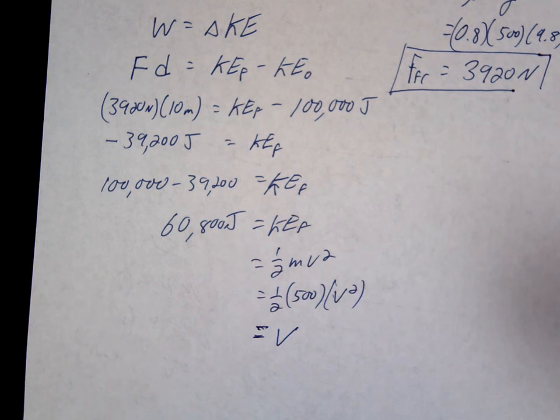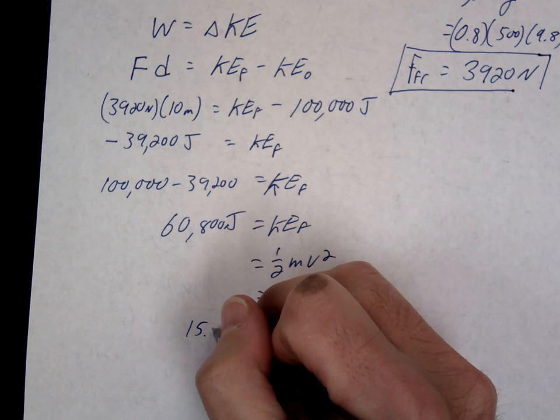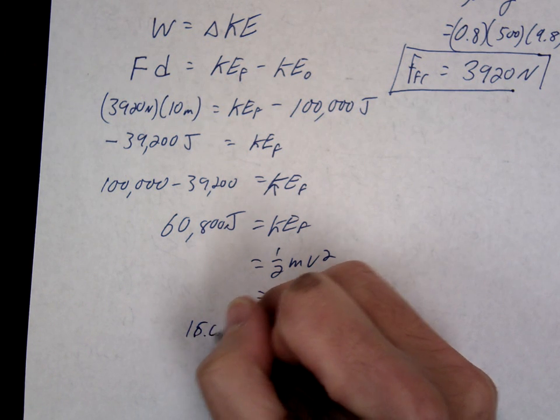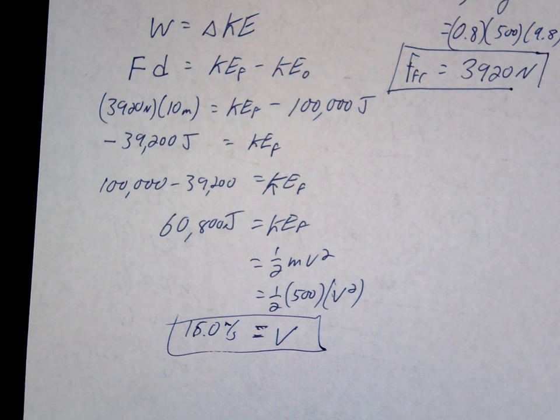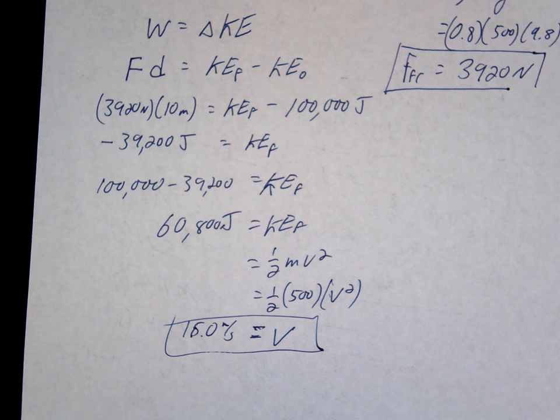Okay, and hopefully our v is less than 20. If it's less than 20, at least we have a decent idea we're doing the right thing. What are we getting? 15.59. So basically 16. Okay. So we're slowing down, right? All right, so let's do the next one, last one. How far until it stops?